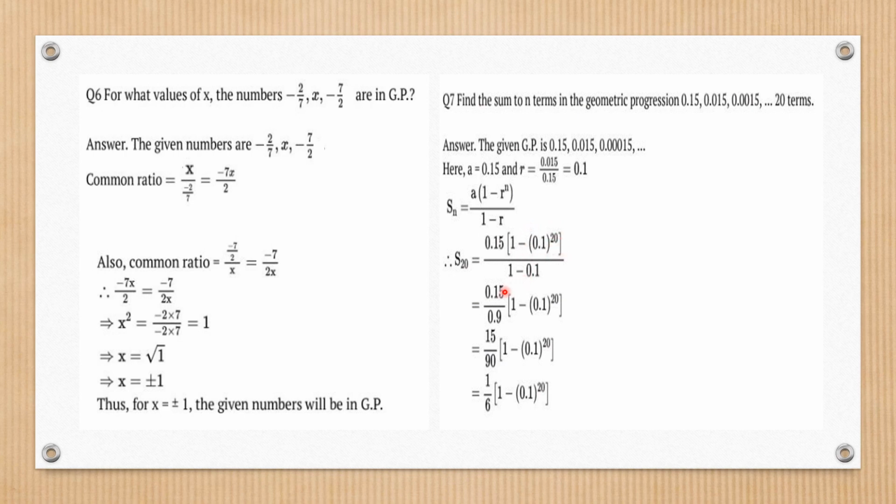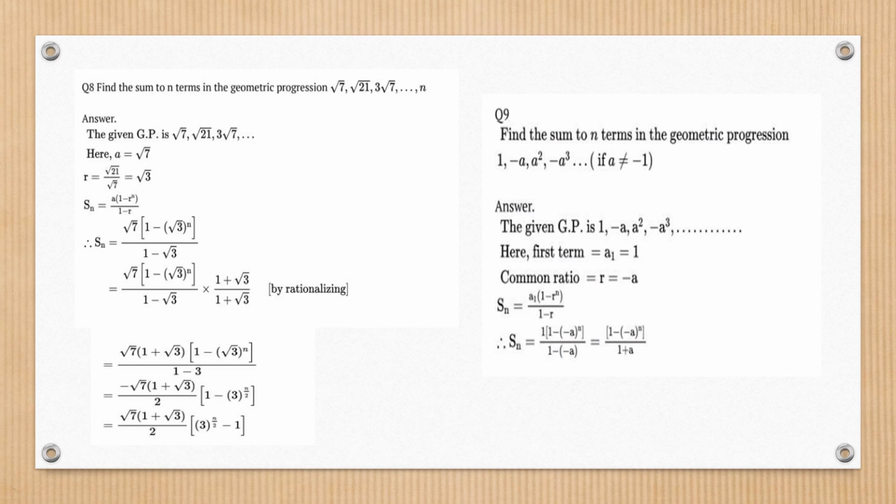So I'll just work it out. 15 by 90 it turns out, by adjusting the decimals, which will give you in reduced form 1 by 6, and this you need not solve, this can be retained as it is. So this is simple. Let us take question number 8.